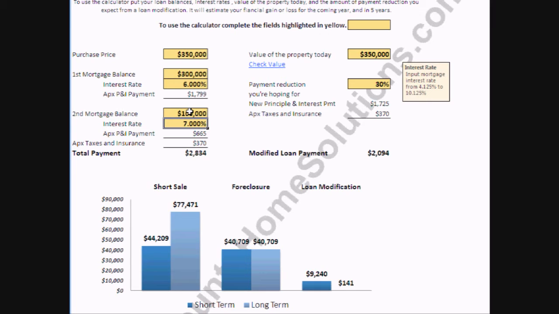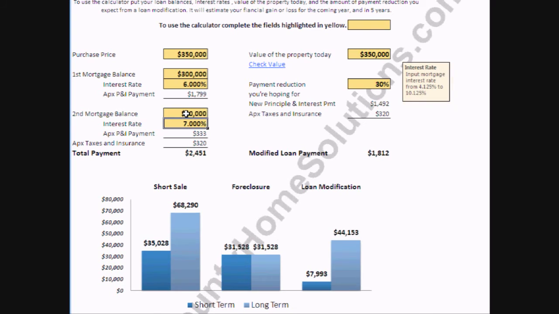What happens if there's less? Let's take a look. The house is worth $350,000. Let's give them a $50,000 second, meaning that they don't really have any negative equity, but they don't have any equity. They're at par. At par here, you can see that a short sale is still going to benefit them $68,000 over 5 years, where the loan modification is only going to give them a benefit of about $44,000. You know, that's a $24,000 difference.